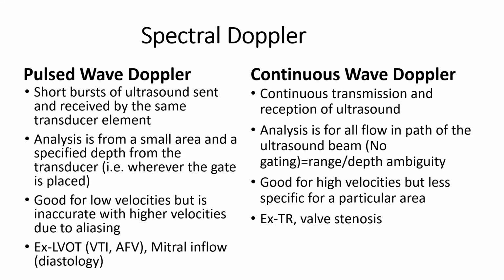But what we're talking about now is that tricuspid regurgitant evaluation is going to be best assessed by continuous wave Doppler. So it's continuously sending and receiving ultrasound energy, but it is not as specific. There's no gating with continuous wave Doppler, so you get some range and depth ambiguity. It's good for higher velocities because you don't have to deal with aliasing. And primarily it's used for valve pathology, valve evaluation, of which I don't do much.